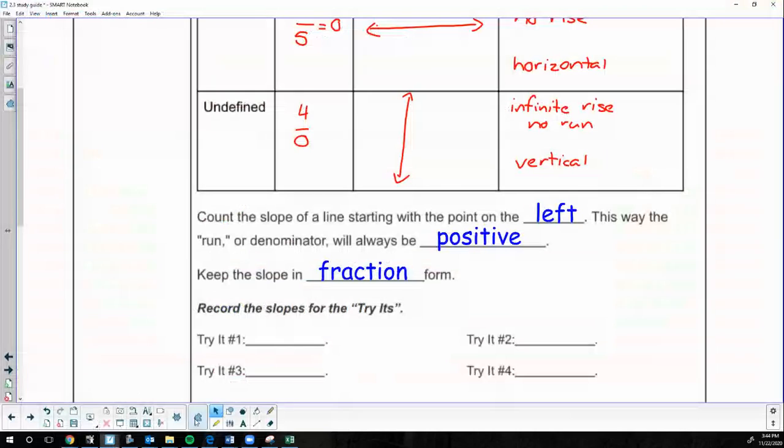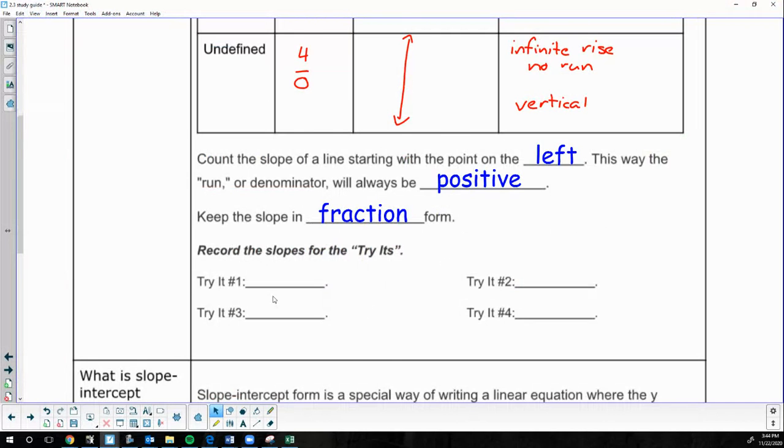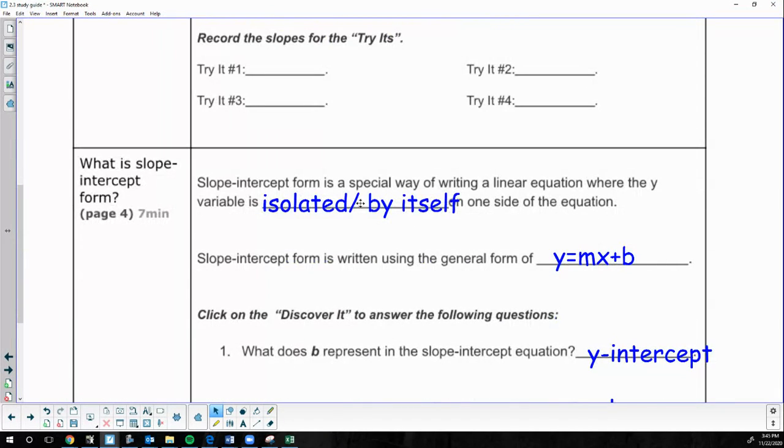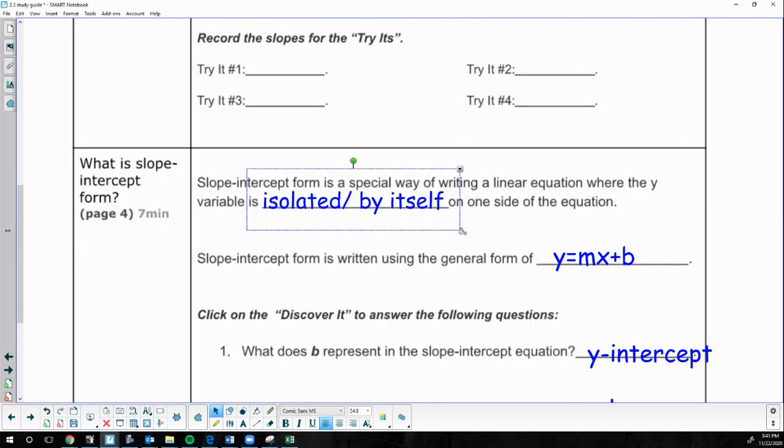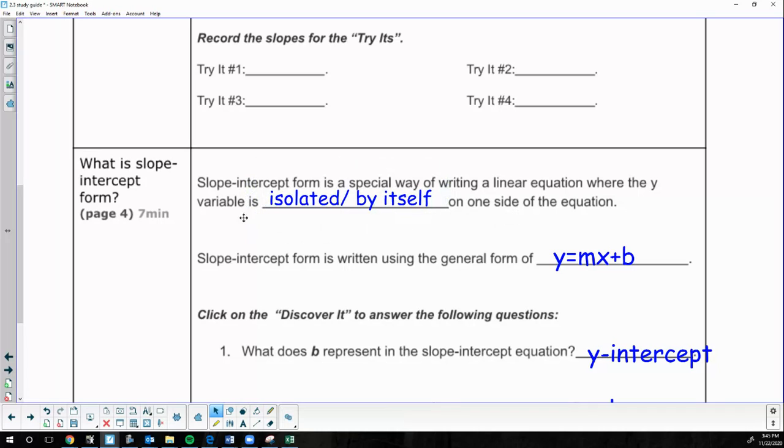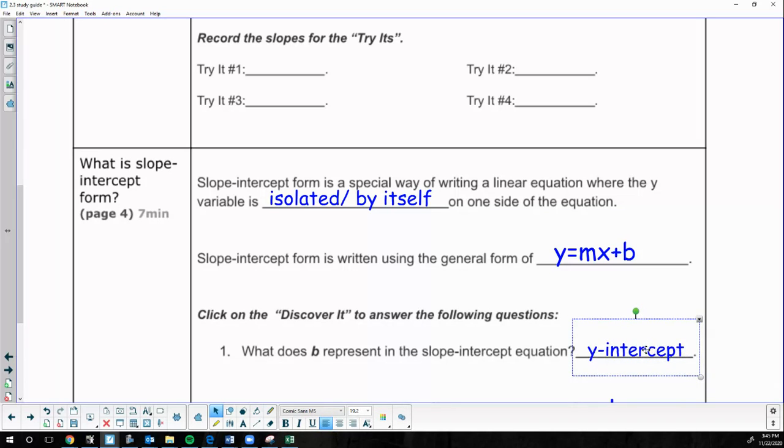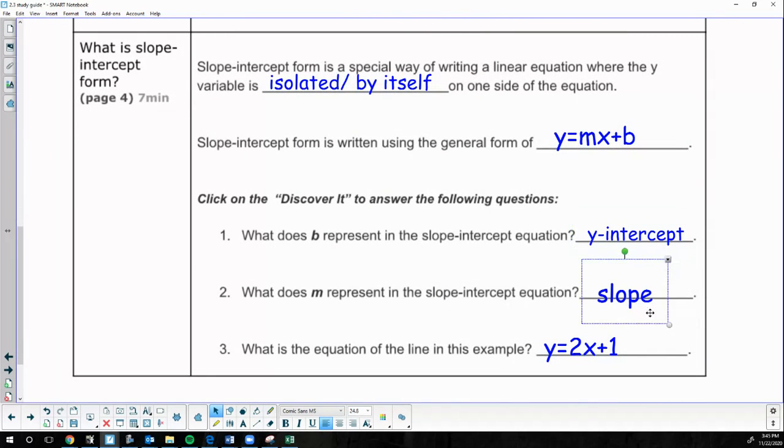But moving back to the study guide, here's a spot to try it. Okay, let me squeeze that in a little bit. So slope-intercept form is a special way of writing the linear equation where the y variable is isolated, which means by itself, on one side of the equation. So we talk about y being by itself. Slope-intercept form is written using the general form y equals mx plus b. The b represents the y-intercept. The m represents the slope.